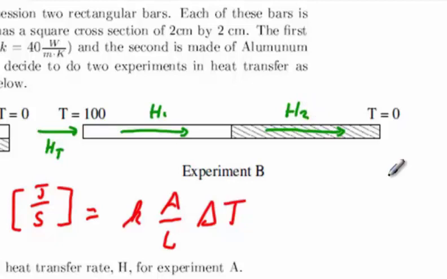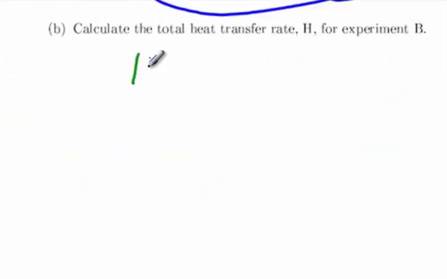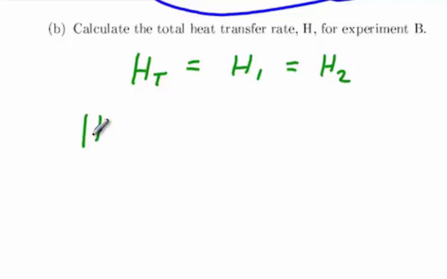The one thing that's not labeled in this figure is the intermediate temperature, which I'll call by the label T. To solve this problem, we need to express what we just stated in equation form. What we have stated is that H total is equal to H1 and is also equal to H2. Let's write that formula now. The total heat flow through the entire system in part B is equal to the heat flow through the first rod and is also equal to the heat flow through the second rod.